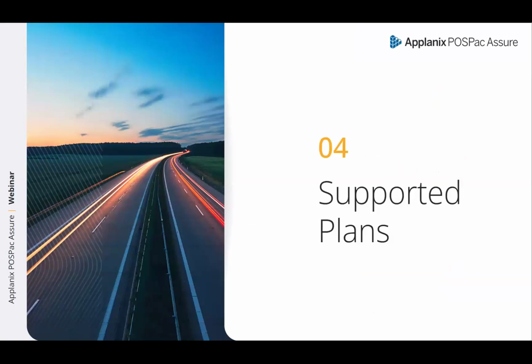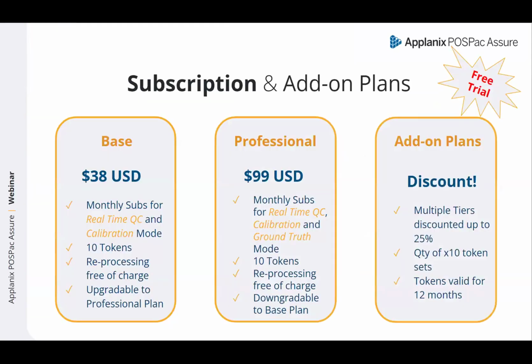Now let's get to the business plan and the supported plans that we have here. So first of all, we still have a free trial plan, and the free trial plan includes 3 tokens. A token translates into a mission, and it grants 1 mission load into POSPac Assure, independent of the mission length. And 1 mission is basically 1 log of consecutive GNSS INS data without any data caps. That's a free plan.